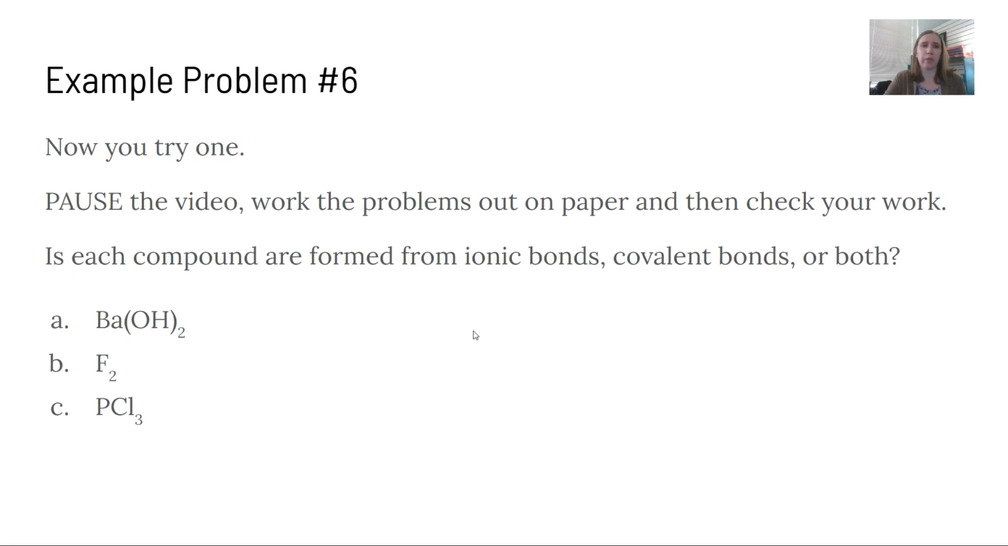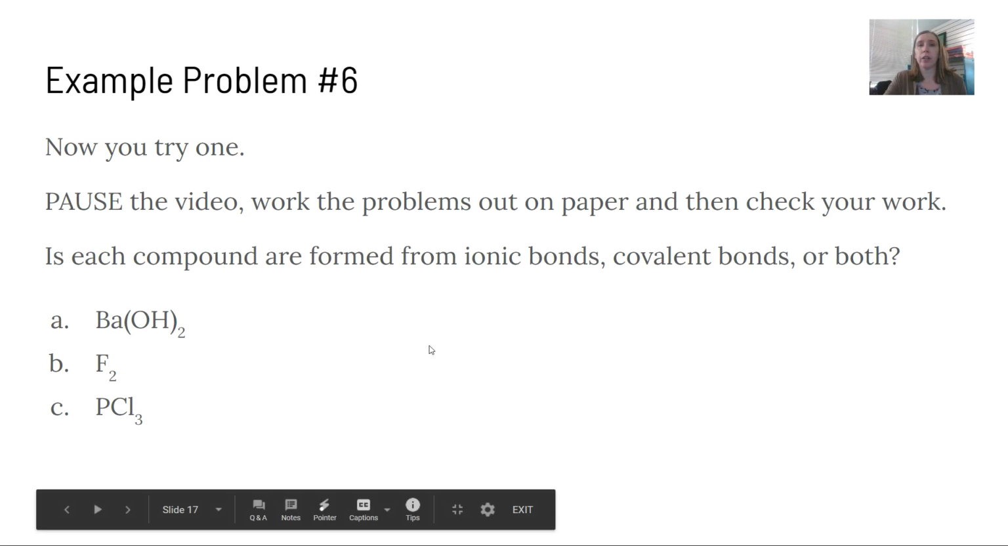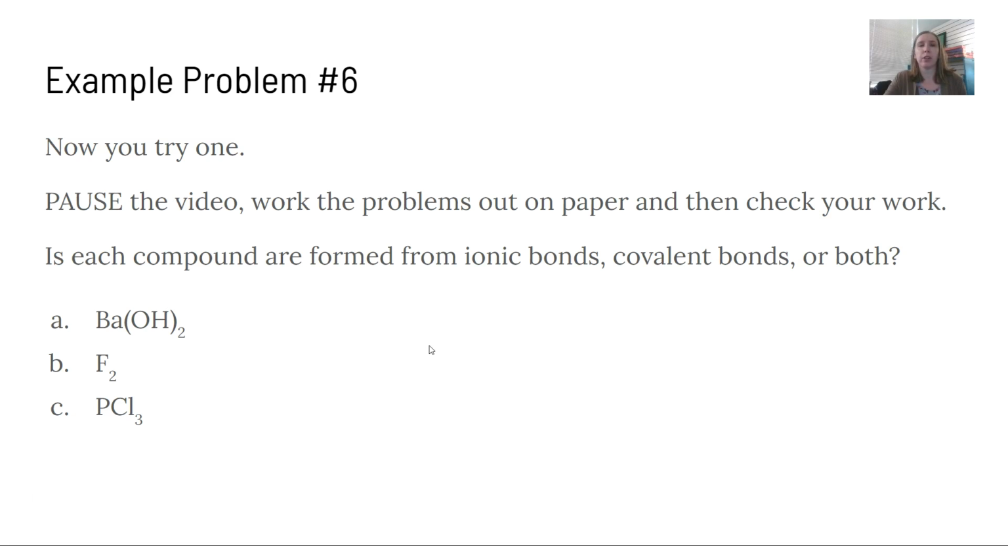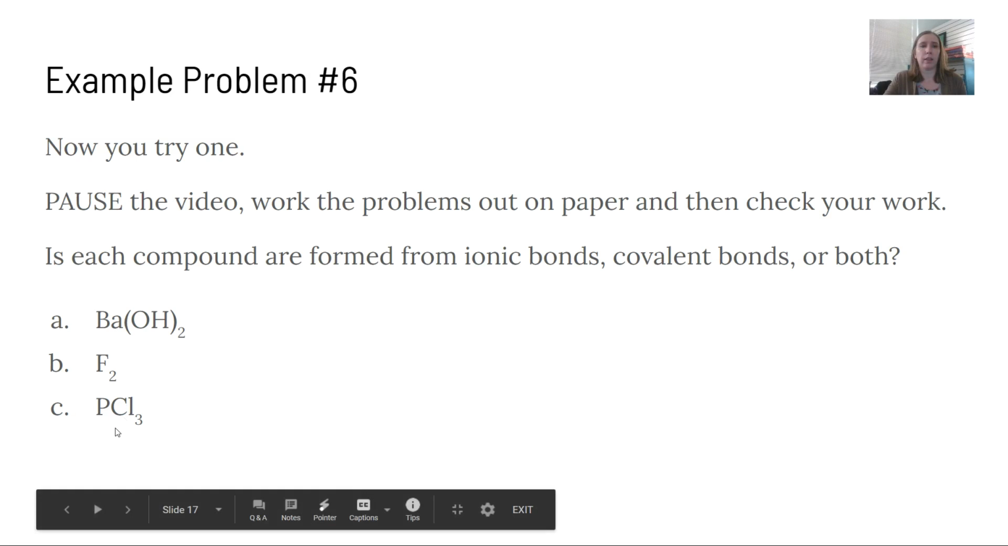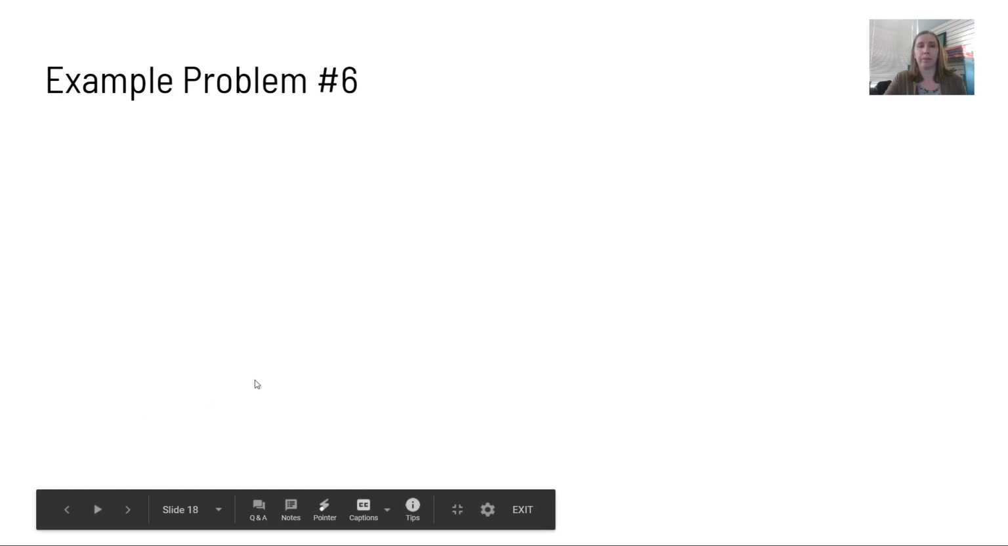Okay. Example problem number 6. So you try 1 or 3. Go ahead, pause your video, work the problems out on paper, and then check your work. So is each compound formed from ionic bonds, covalent bonds, or both? Barium hydroxide, fluorine, and then potassium chloride.